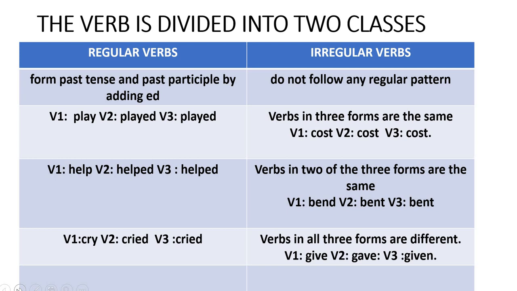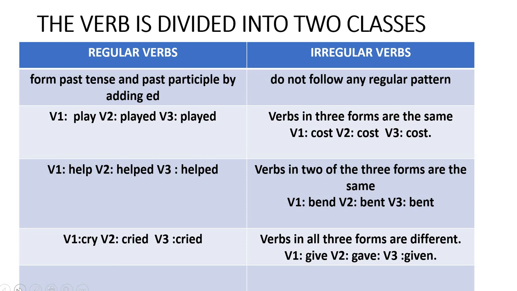Take the word bend. Bend is the V1 form. The past tense form is bent and the past participle form is bent. So there, bent, bent comes in past tense and past participle.